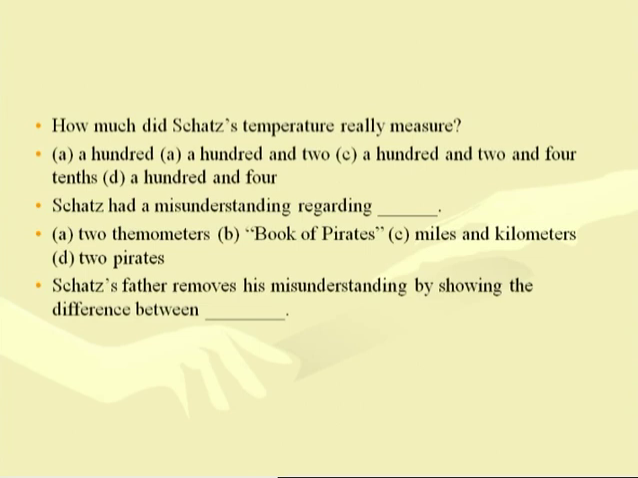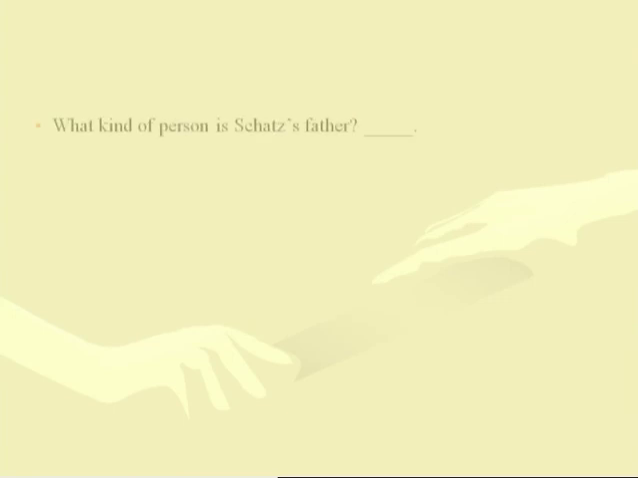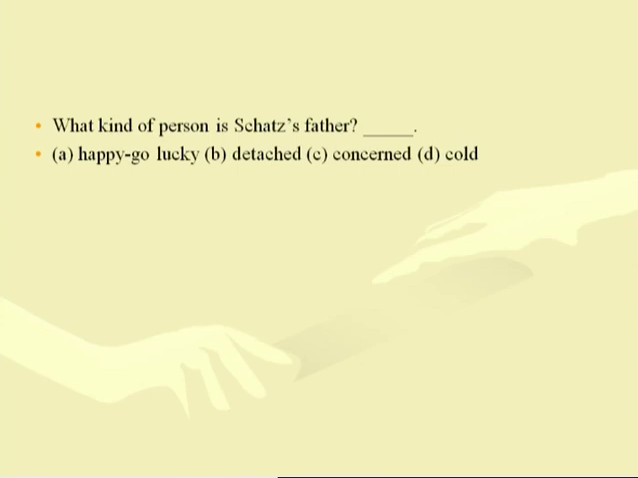Shaz's father removes his misunderstanding by showing the difference between dash. He gives a very common example through which Shaz can remove his misunderstanding. 2 thermometers, book of pirates, miles and kilometers, and 2 parrots. Correct answer is C, miles and kilometers. What kind of person is Shaz's father? Happy-go-lucky, detached, concerned, cool. We can say that he is a concerned father.